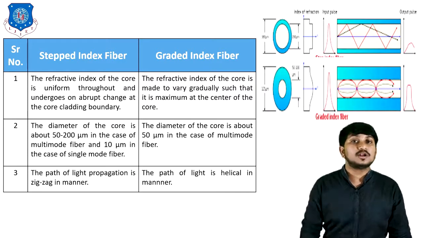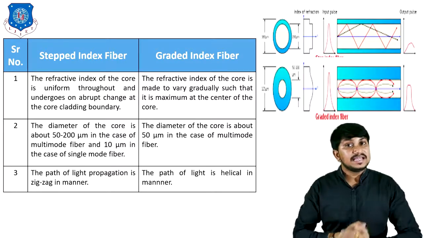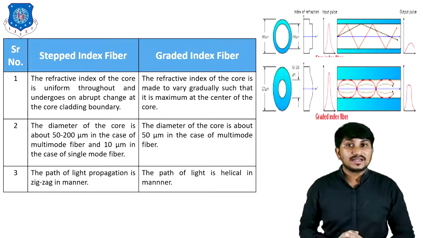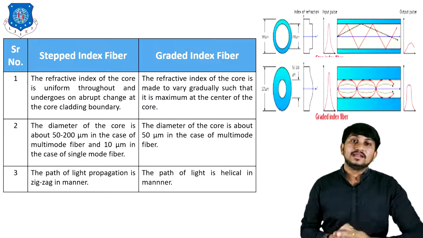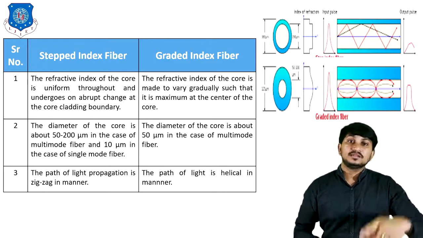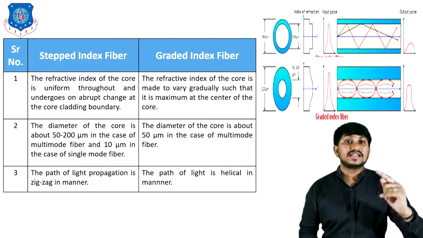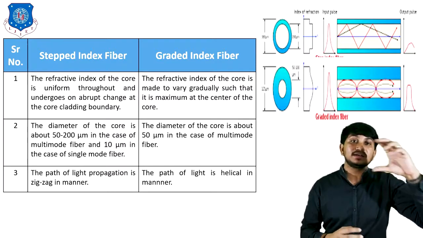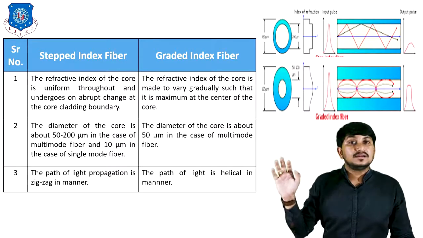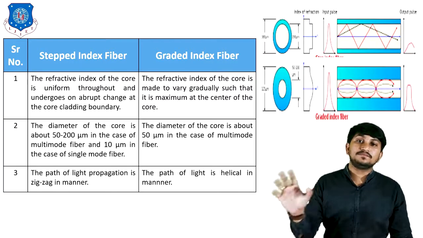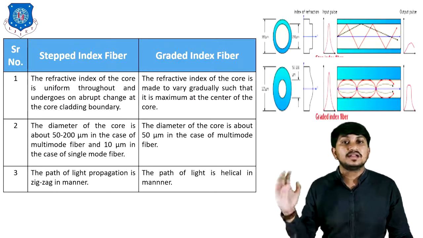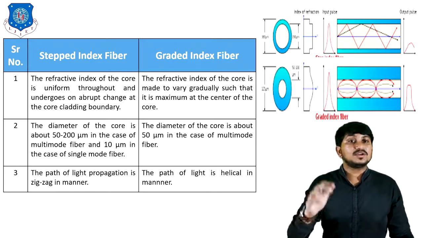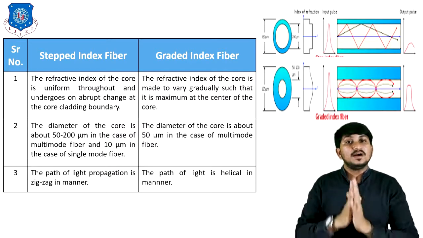In step index multi-mode optical fiber, the refractive index of the core is uniform throughout and it undergoes an abrupt change at the core-cladding boundary. While in graded index multi-mode optical fiber, the refractive index of the core is made to vary gradually such that it is maximum at the center and minimum at the cladding. In step index fiber, the diameter of the core is about 50 to 200 micrometers in case of multi-mode fiber and 10 micrometers in case of single mode fiber. In graded index fiber, the diameter of the core is about 50 micrometers in case of multi-mode fiber.